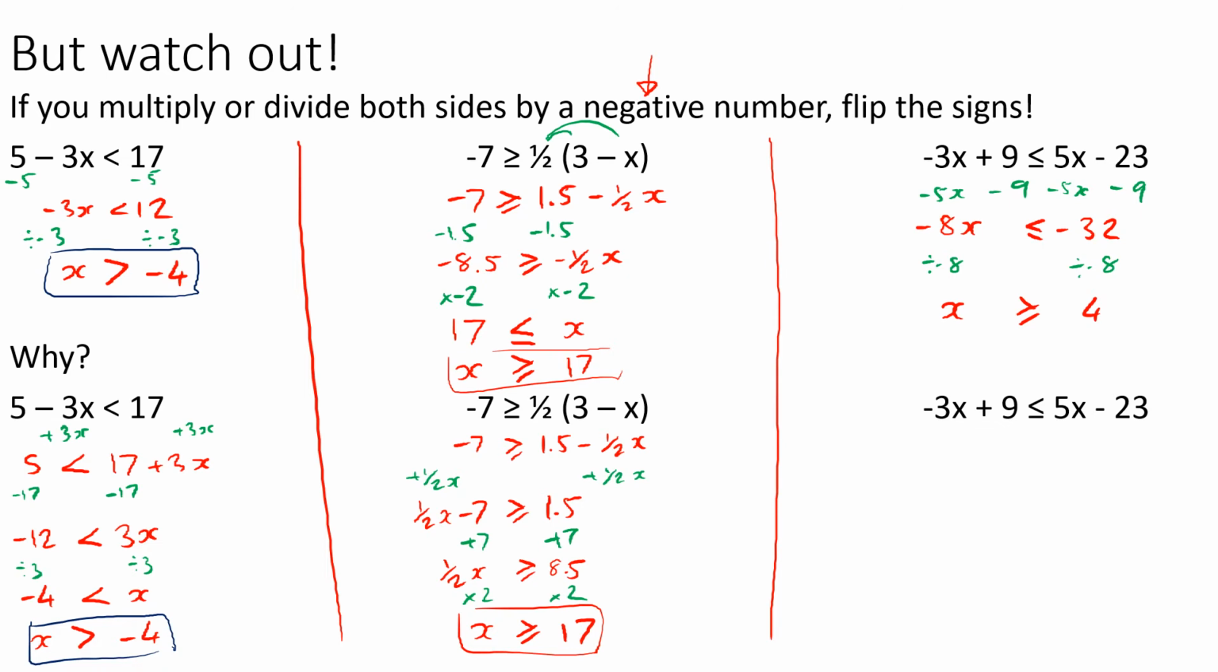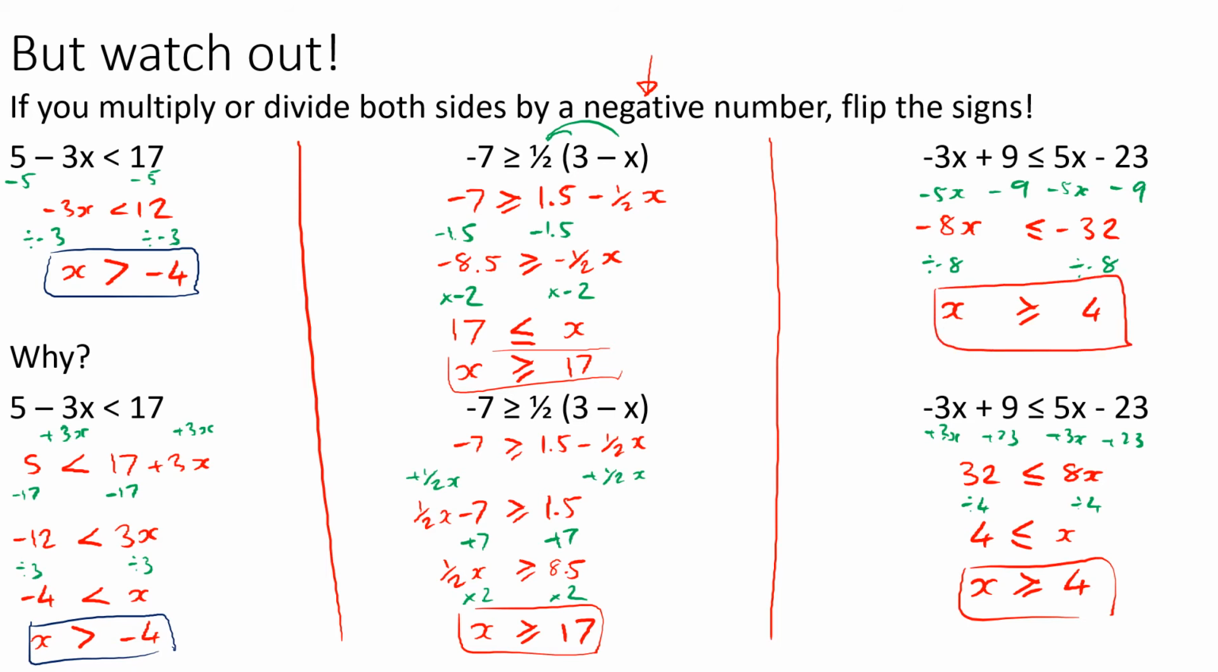However, that isn't the only way we could do this. Another way we could do it is obviously add 3x to both sides and add 23 to both sides, and that would end up with us getting 32 is less than or equal to 8x, divide by 8, and we'd end up with 4 is less than or equal to x, and then we could obviously do the same thing, change the order, flip the sign, and we get the same answer.